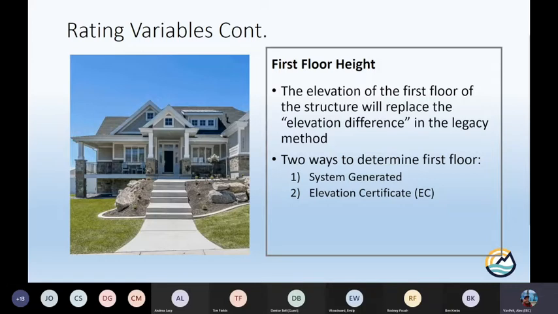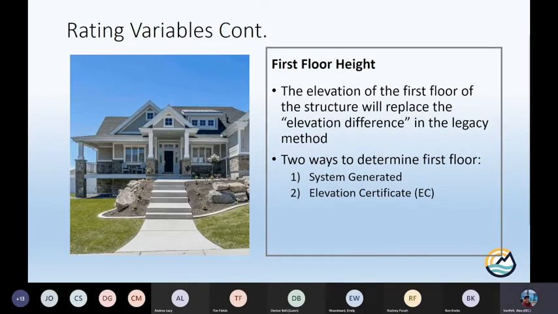There are two different ways that the rating engine or the agent can determine first floor height. The first one we talked about is system generated, where that third-party data set is used to estimate what your first floor height is. There are a lot of different ways you can do this, from LiDAR to Google Street View, things like that. But the other way is the one we're all familiar with, which is an elevation certificate. You're still going to be able to provide an elevation certificate to your agent, and they can use that for your first floor height as well.